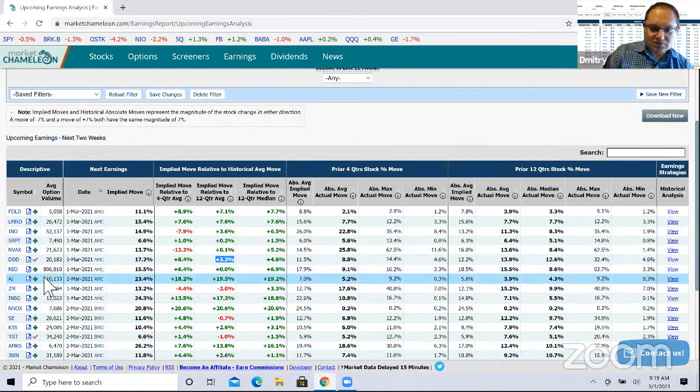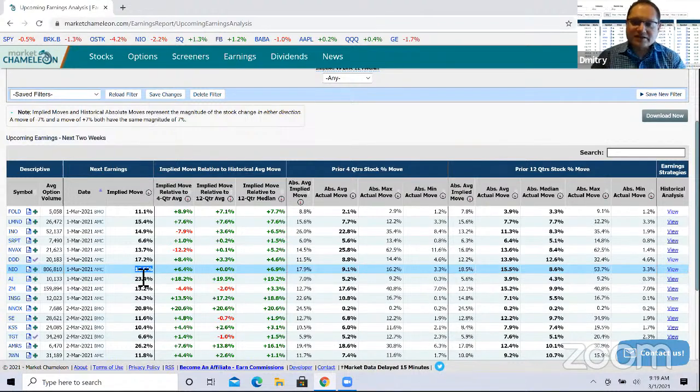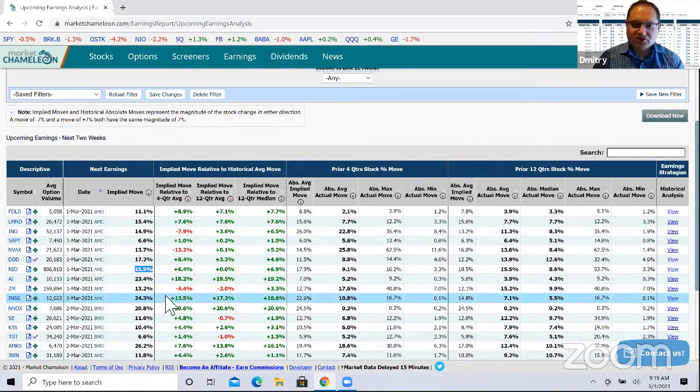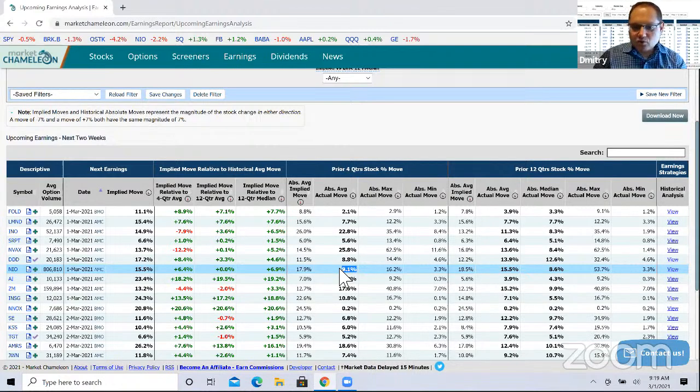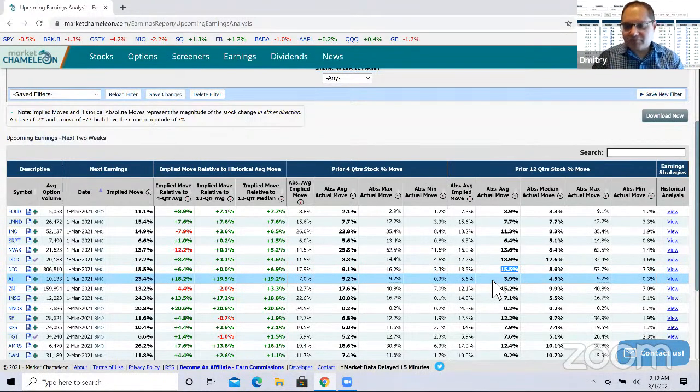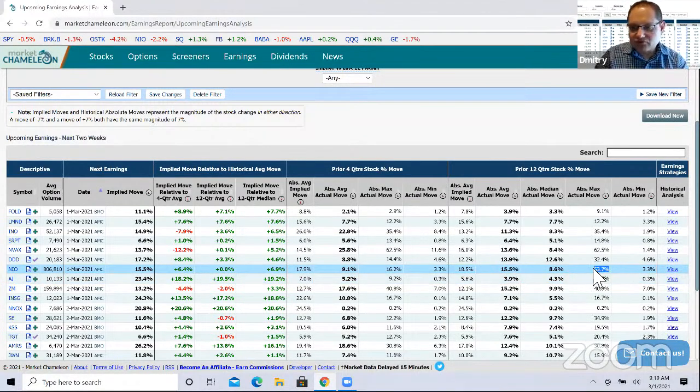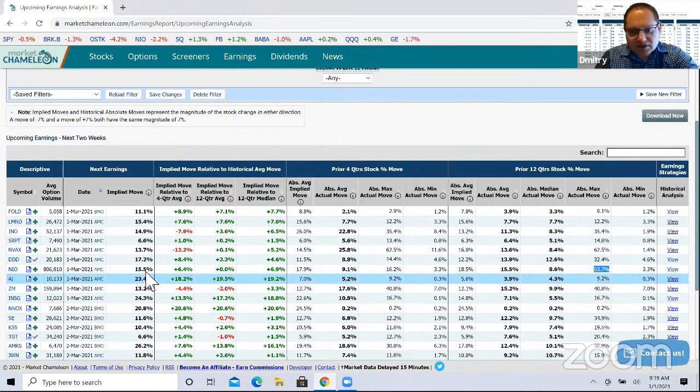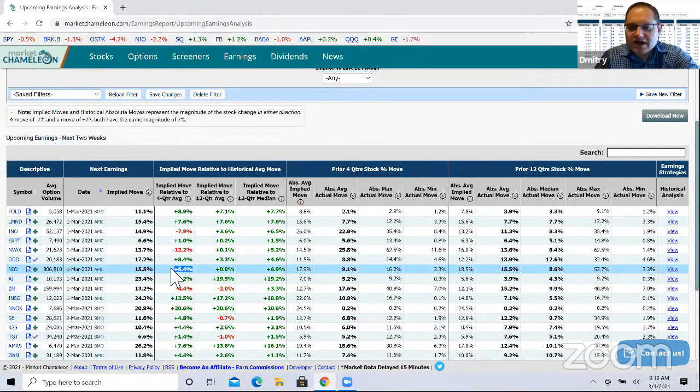NIO, of course, that we were just talking about. That straddle is implying right now a move of 15.5%. And that compares to a 4-quarter average move of 9.1%, with a high move in the last 4 quarters of 16.2%, and a 12-quarter average move of 15.5%, with a high move of 53.7% in the last 12 quarters. So NIO could definitely move here after earnings. Comparing it to the 4-quarter average, we're 6.4% above, in line with the 12-quarter average historical move.